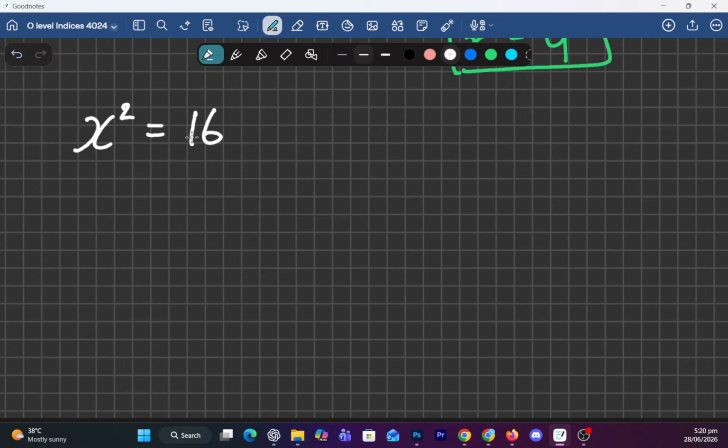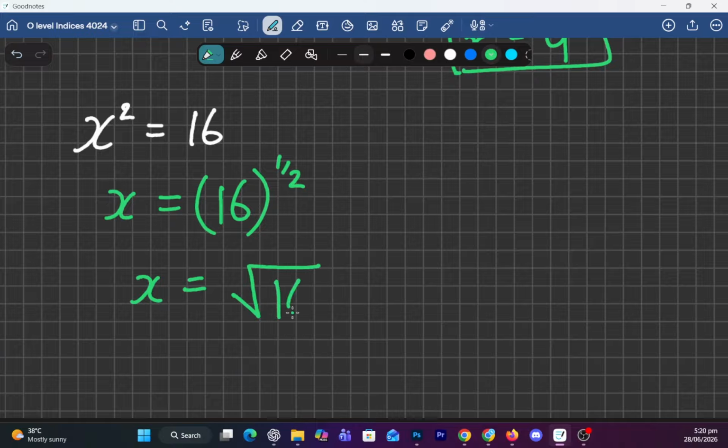Now let's see another example. x square is equal to 16. Now take the 2 to the other side: x equals 16 to the power 1 over 2. So 1 over 2 is under root. So this will become under root 16, and the value of x will be, under root 16 is 4. So the value of x will be 4.